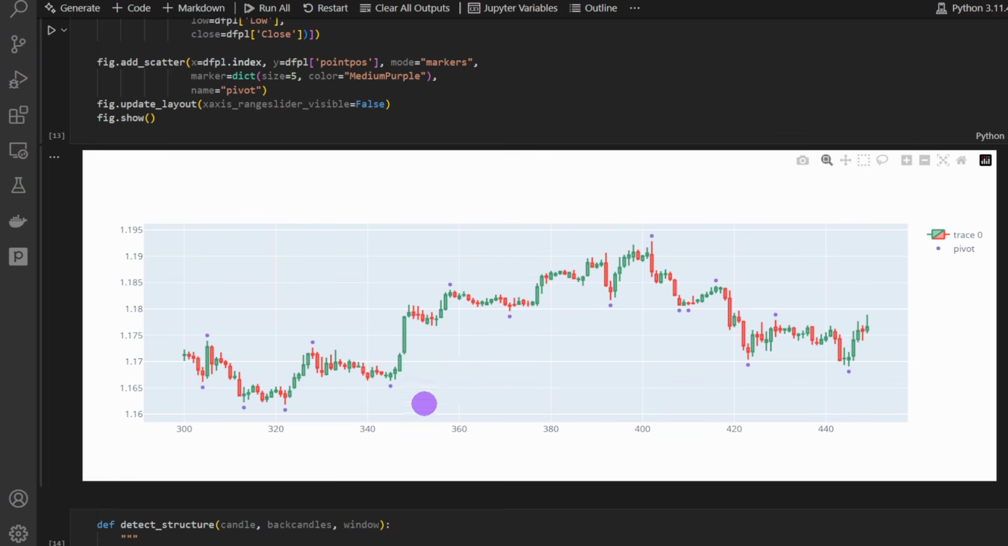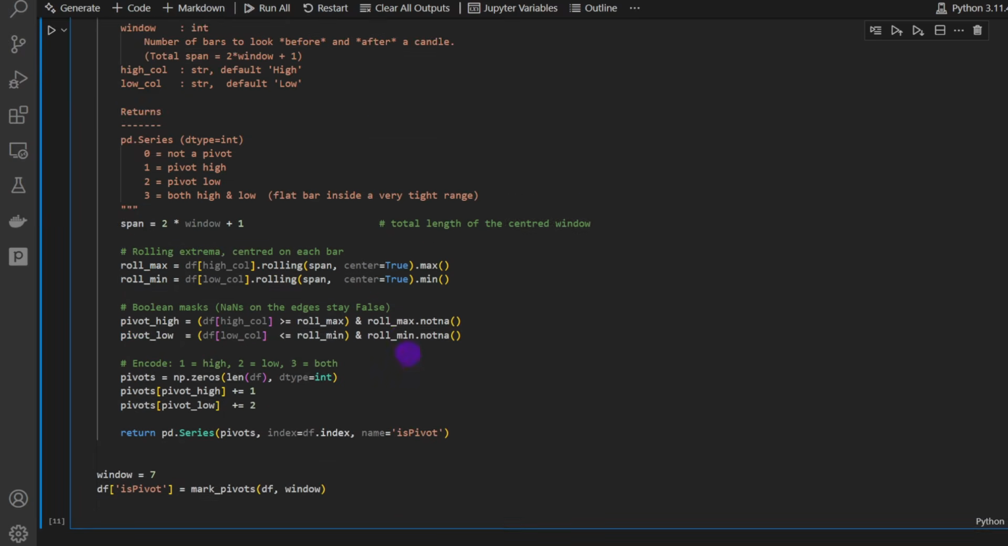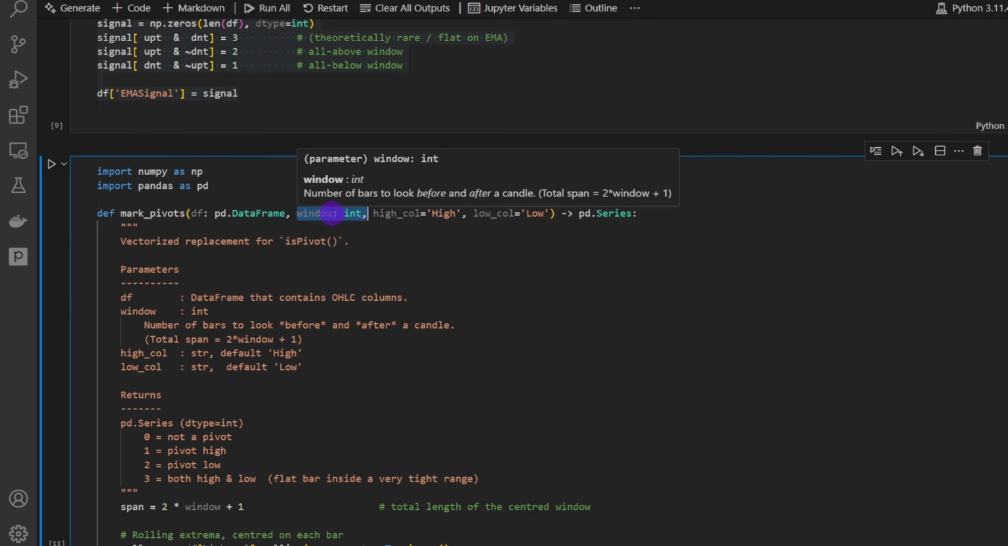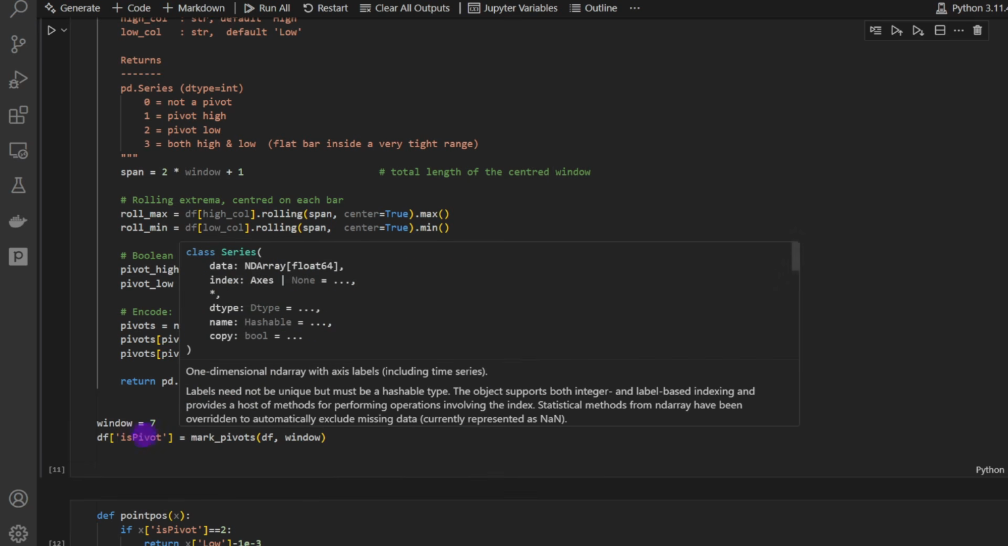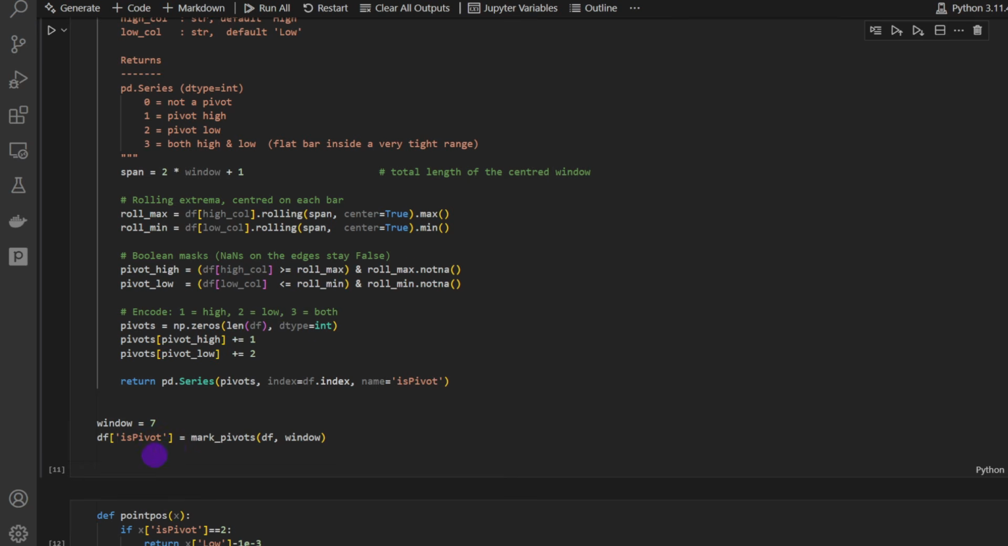So when the purple point is below the candle, we consider that we have a pivot low, which means that the minimum of this particular candle is lower than all the minimums of the neighbors on the left and on the right. So how many neighbors on the left and on the right? This is defined by the window parameter here. You can use 5 candles, for example, on the left and on the right, 6 candles, and so on. We label the candles that are considered pivots in a new column named isPivot. So for each candle, we know if it's a pivot high, pivot low, or none of these two categories.